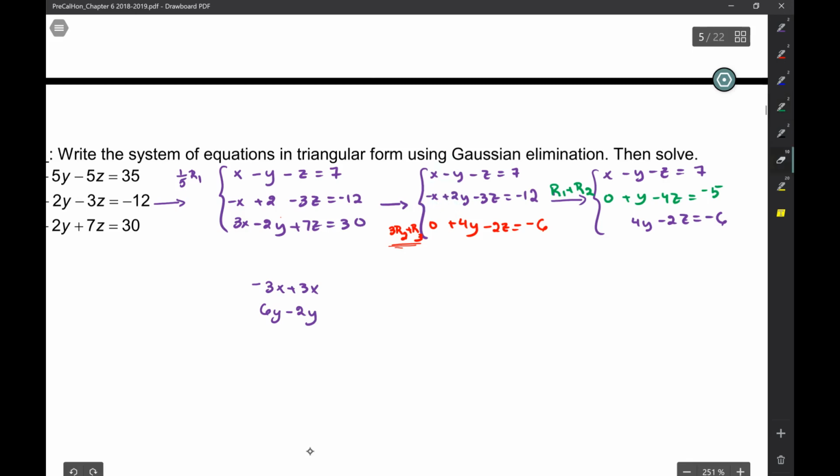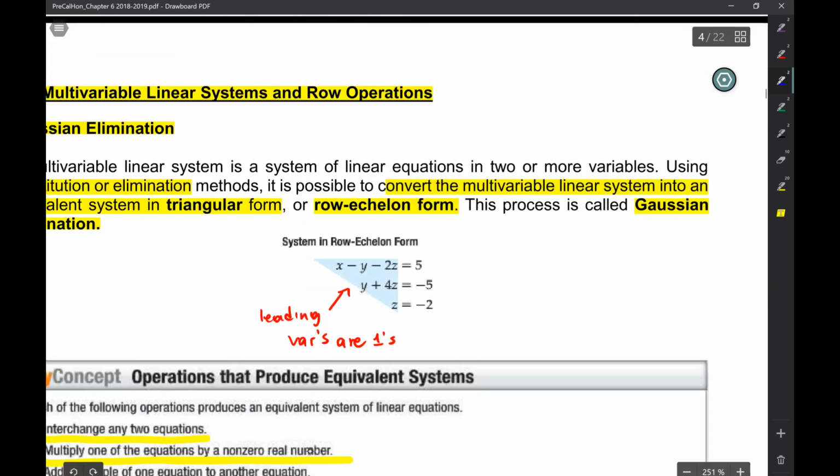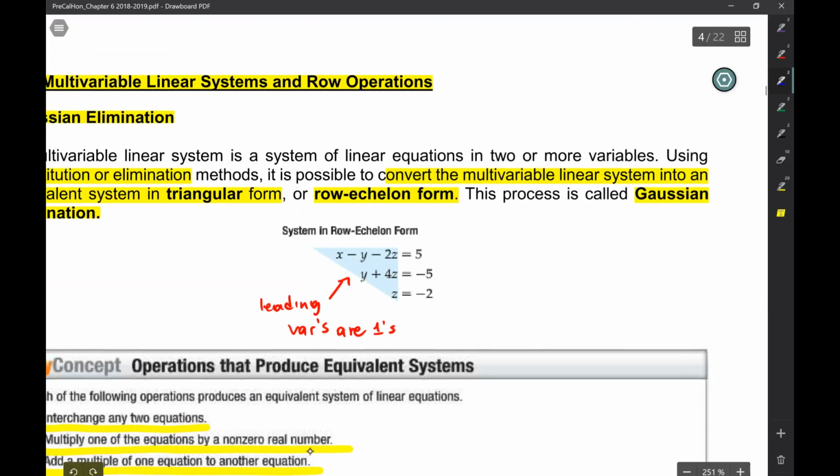Next. Okay, now I have a 0 here. Woohoo, I'm almost there, right? Now, what else do I need to get rid of? The 4y. This one. Okay? No, because look at how it needs to look. The first one has x, y, z, then y, z, then z. Okay?